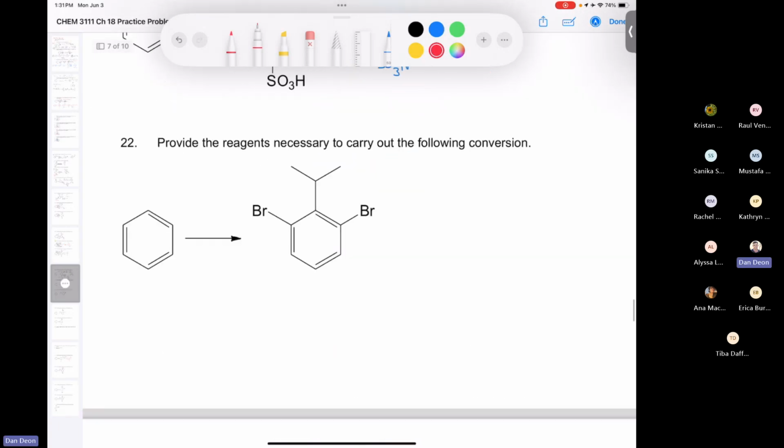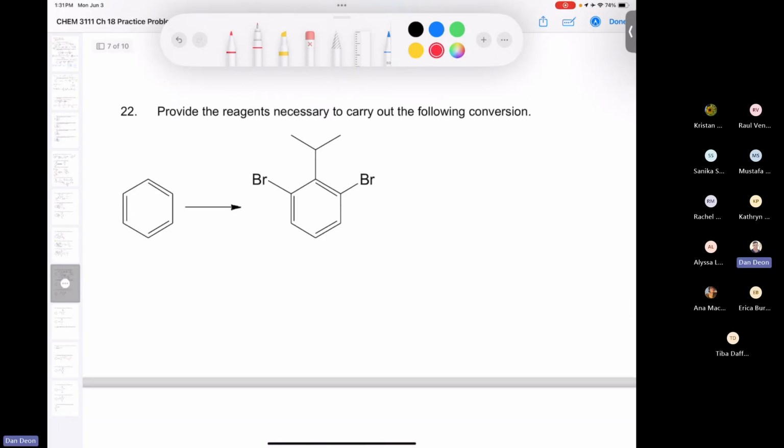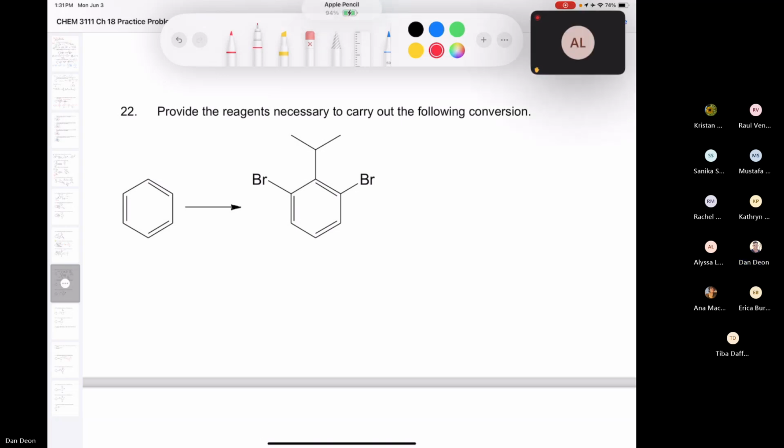So what I'd like to do is take a few minutes, and I'd like you to try the rest of these and see if you can come up with a couple of syntheses here for these compounds.